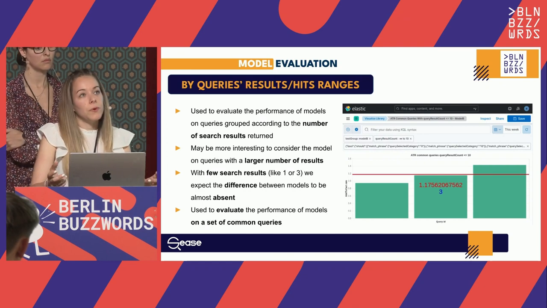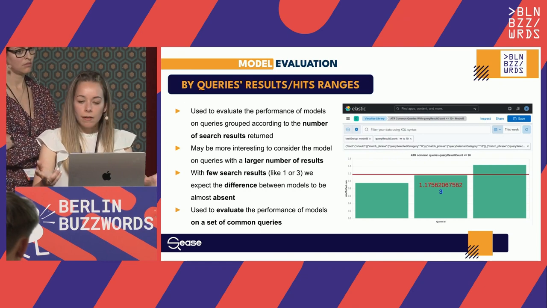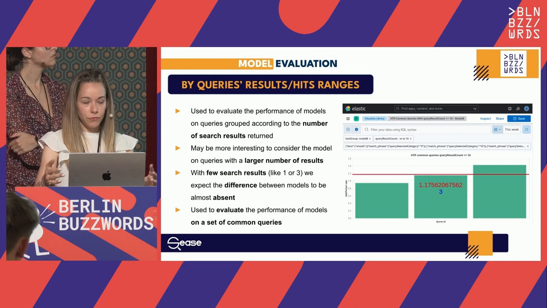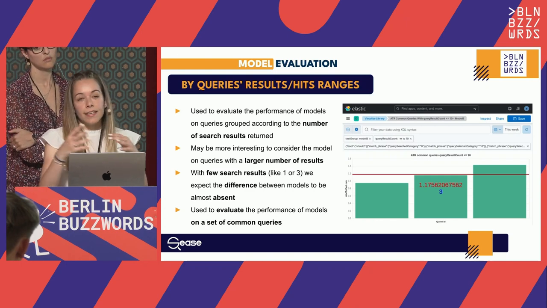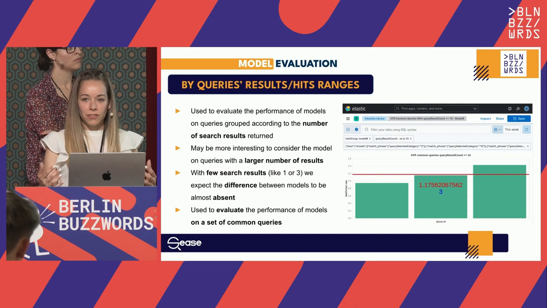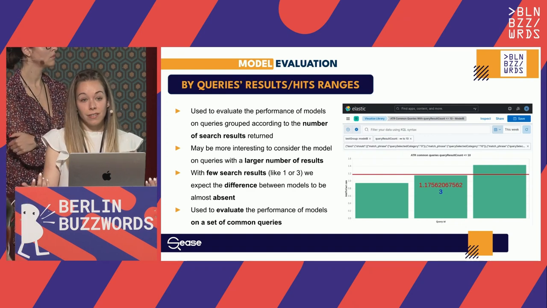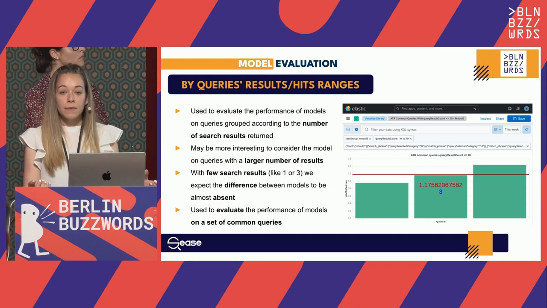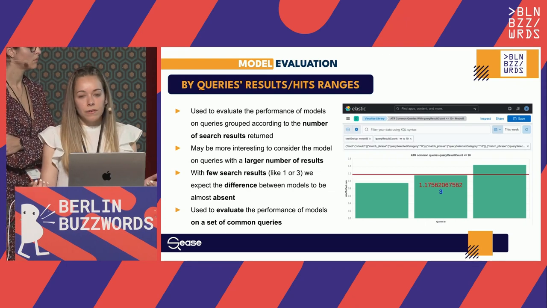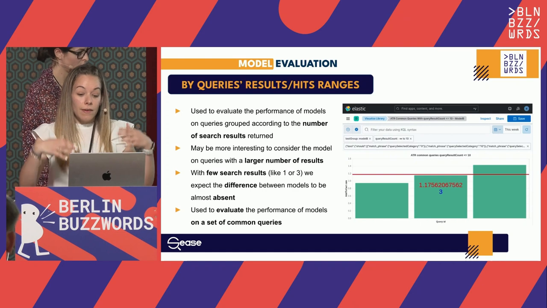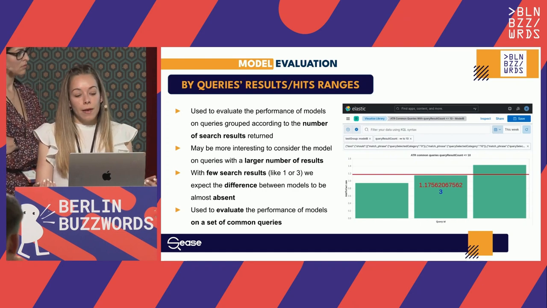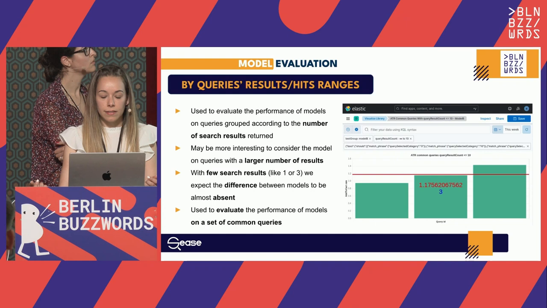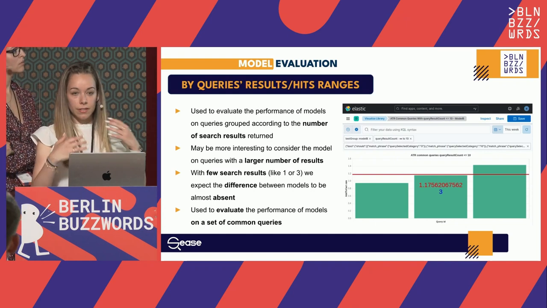And if the query is returning a small number of documents, for example, 3 or 4, how they are ranked is not impacting too much the final evaluation, since the user is anyway seeing all of them at the same time. While if you have a lot of results for a query and you have maybe also pagination in your website, it really impacts the final results, how the products are ranked.